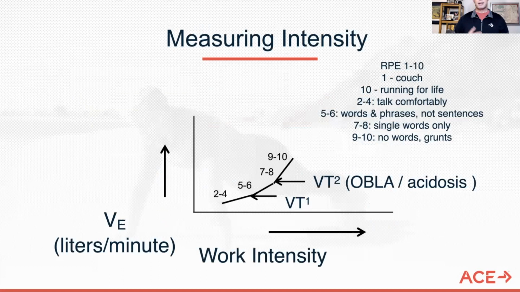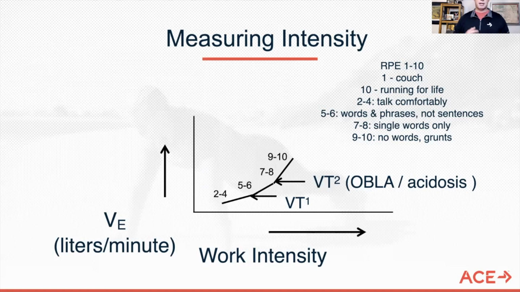On your screen now, this is why ACE uses the talk test to identify VT1 and VT2. And I also put in here RPE, that's rating of perceived exertion. So on the left-hand side of the screen, on the vertical axis, that's the volume of oxygen consumed during exercise. And just so you know, the body burns about 5 calories of energy per liter of oxygen consumed. So the vertical part of the graph is volume of oxygen consumed per minute. The horizontal part of the graph is the exercise intensity.